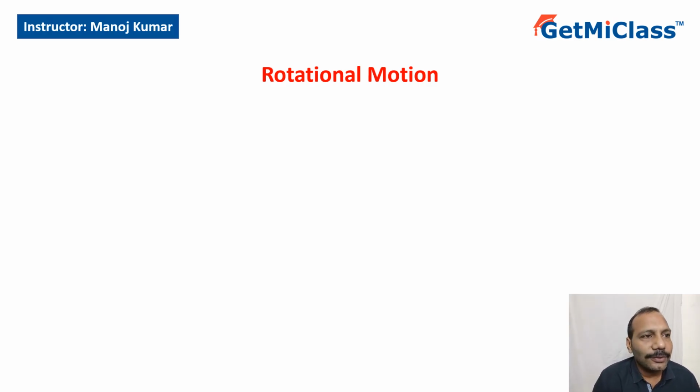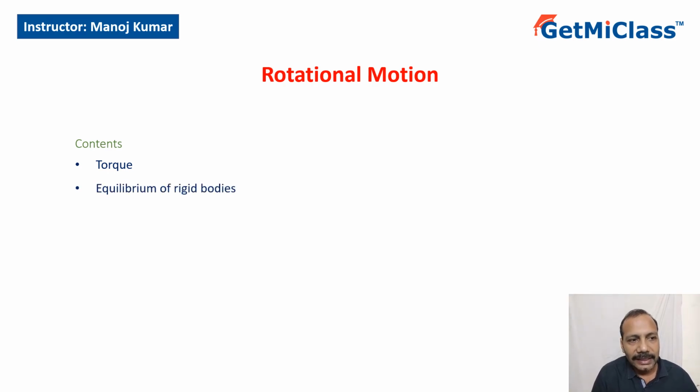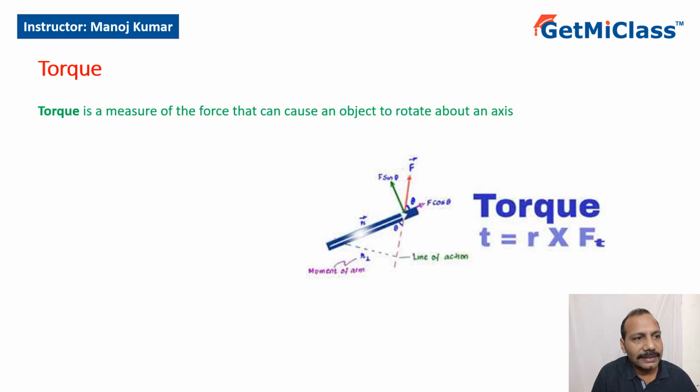In this video, we'll look at the next topics of rotational motion. And the topics are torque. We'll try to understand what is torque and do a few examples on that. And then equilibrium of rigid bodies. We'll see what we mean by equilibrium of rigid bodies and what are the conditions required for that.